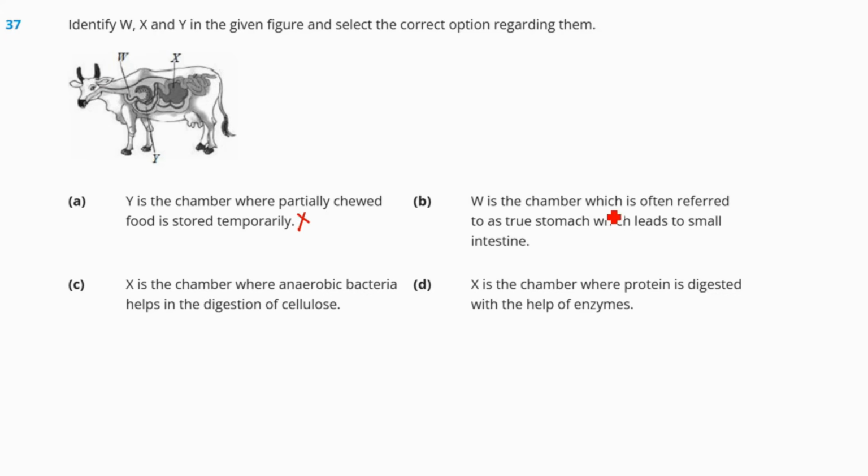W is the chamber which is often referred to as the true stomach. No, this is also wrong. X is the chamber where anaerobic bacteria help in the digestion of cellulose. Correct. So this is a correct statement. X is the chamber where protein is digested with the help of enzymes. No. So our correct answer is option C.